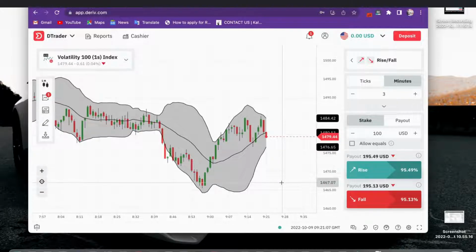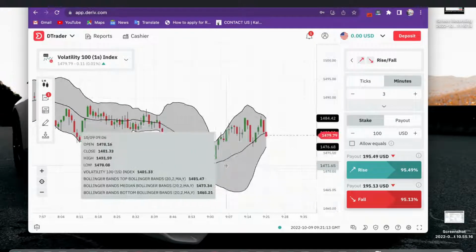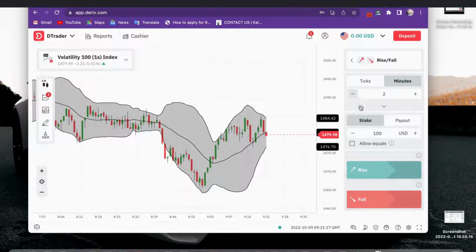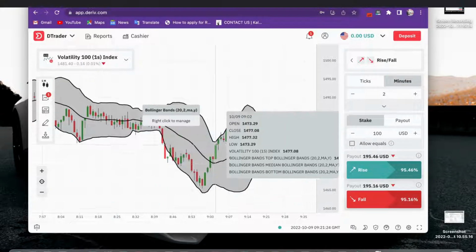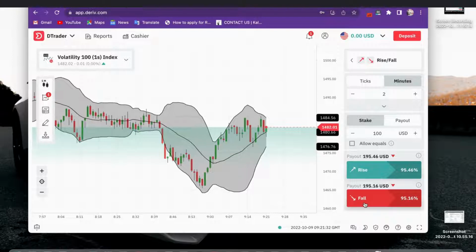With Bollinger Bands, you wait for the market to cross here in the middle all the time. When it crosses here in the middle, you can use 2 minutes here or 5 minutes. When it crosses above, you choose that it's going to rise, and when it crosses below, you choose that it's going to fall. This is an easy way to trade, guys. This is an easy way to make money.